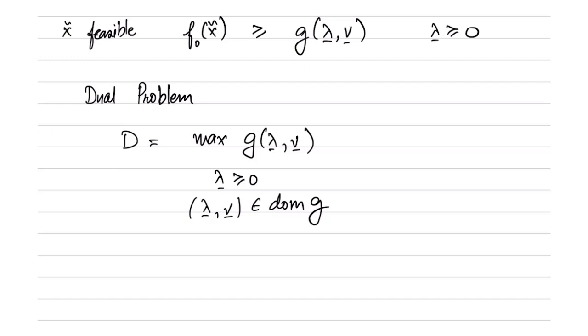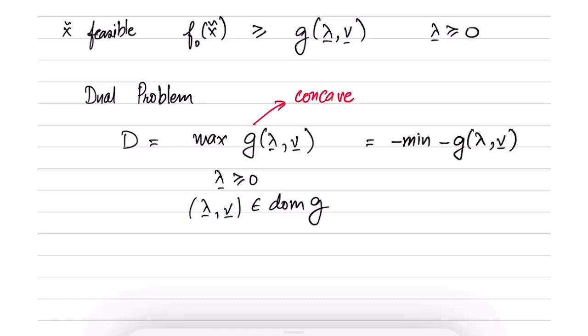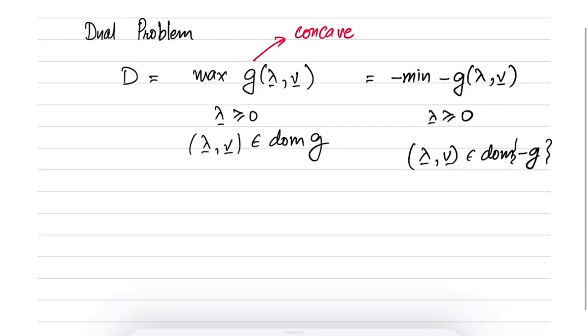Note that the objective here is concave, right? The other way of writing the same thing is that this is equal to minus the minimum of minus g of lambda comma nu, with lambda greater than or equal to 0, and lambda comma nu belonging to the domain of minus g, right?